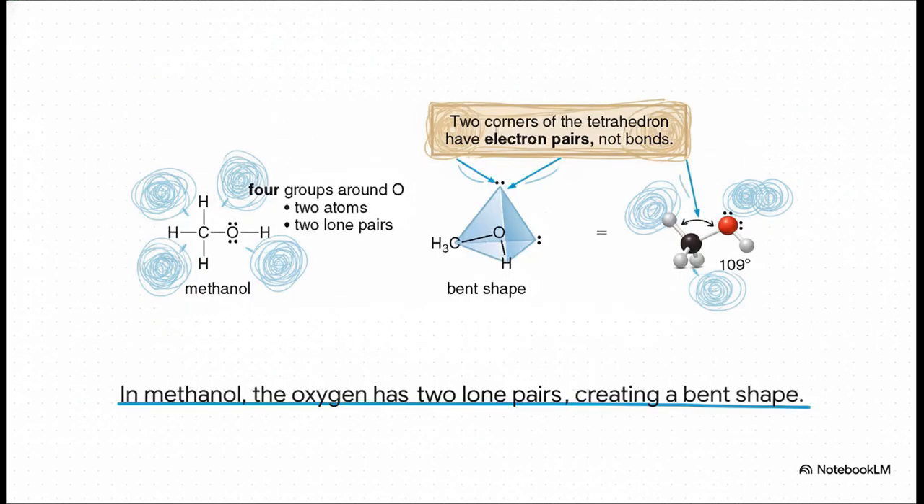And it gets even more interesting. Look at methanol. That oxygen in the middle also has four groups, but two of them are atoms, and two of them are these invisible lone pairs. And man, those two lone pairs are really pushy. They shove the atoms down and create this classic bent shape.